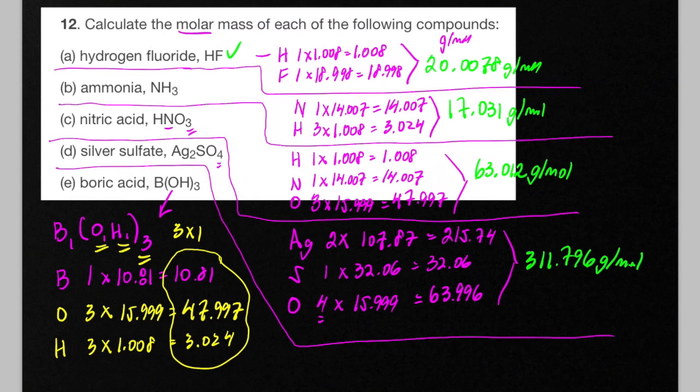Okay, and we'll write the final answer in green here so it's easy to find. 10.81 plus 47.997 plus 3.024. Okay, so definitely watch out for those parentheses. And this would be the molar mass of boric acid.